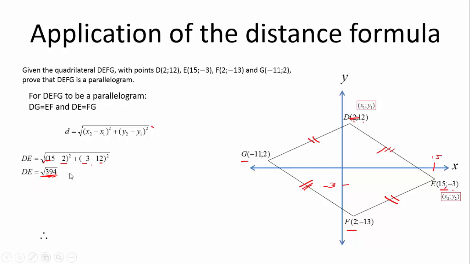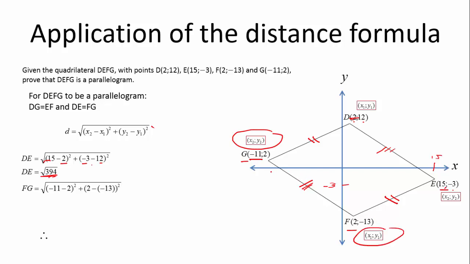if you need to use your calculator here, that's okay. So now let's look at FG, right? So DE has to be equal to FG. So this is FG. We said x2 is negative 11. Remember, that's our x2 and that's our x1. Again, it doesn't matter your order. So it's negative 11 minus 2, and then 2 minus 13. What happens when you get a negative 13? That is going to be a plus. So that's going to be 15 squared, the same as that. And that's going to be negative 13 squared, which is positive, which is the same as that. And we're going to get, quite easily, square root of 394. We can tell that these two are equal, right? So DE is equal to FG.